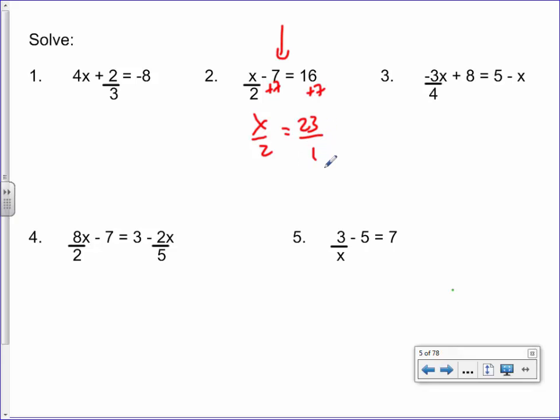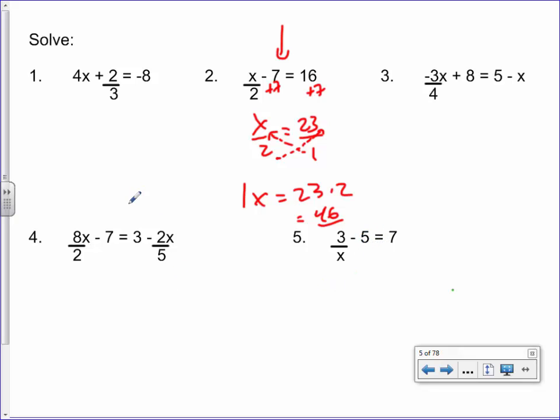This is really 23 over 1. So what you could do is you could times the 1 all the way up top here, but that does nothing. And you can take this 2 right here and times it up to the other side. So what you end up with is 1x would equal whatever 23 times 2 is. Which is 46. There you go. Yeah, so x is 46 on that one. Does that make sense?